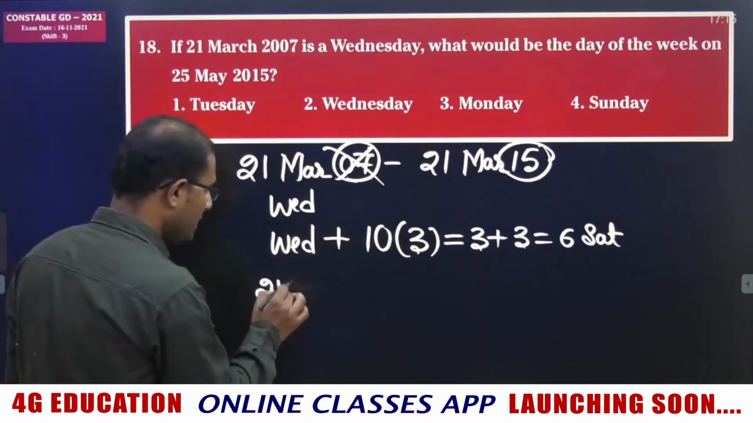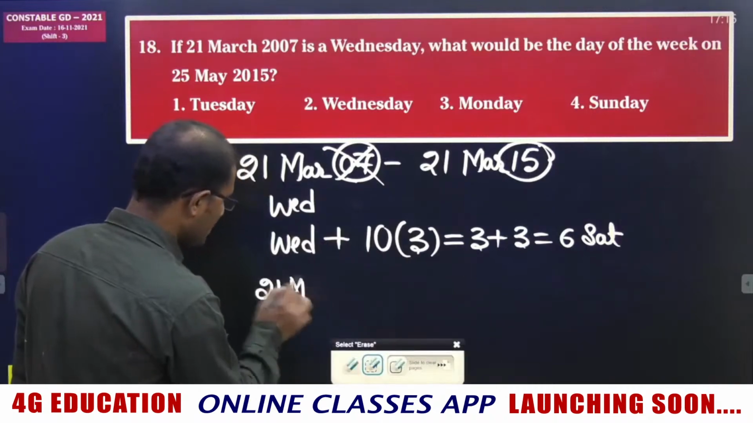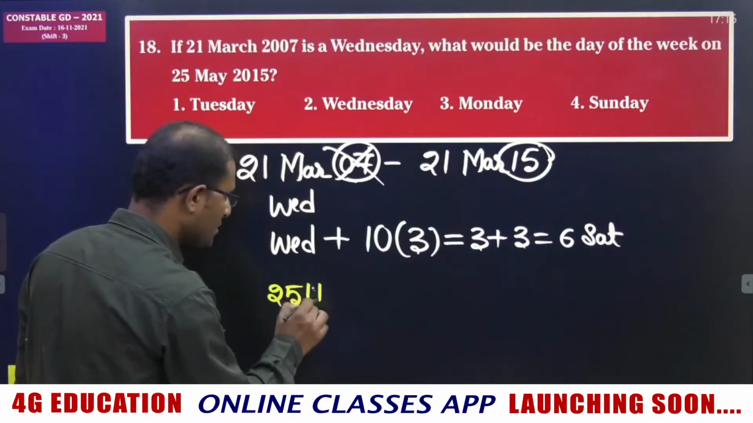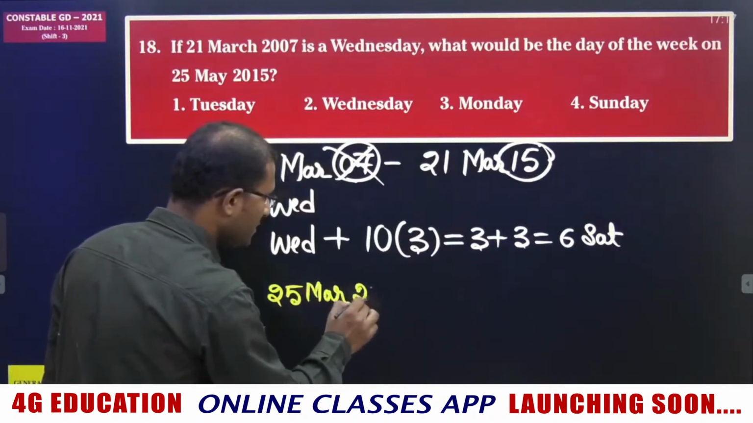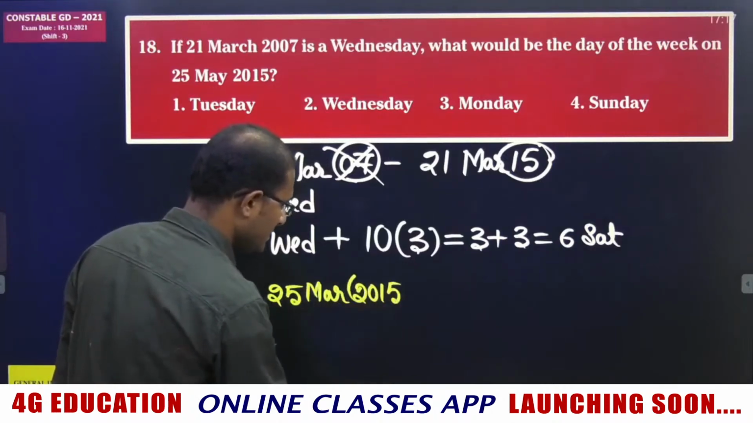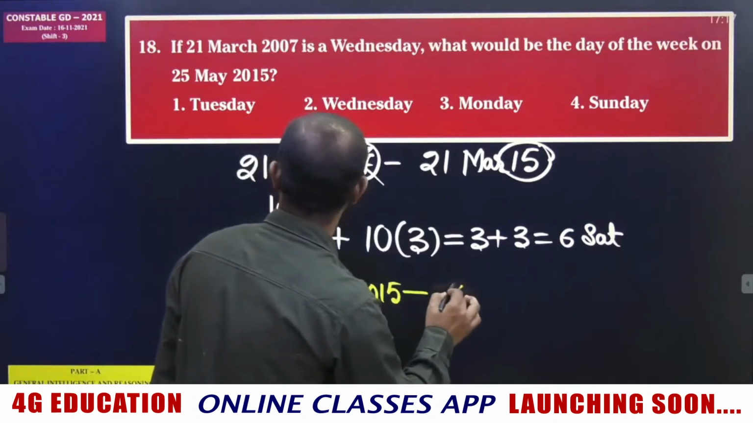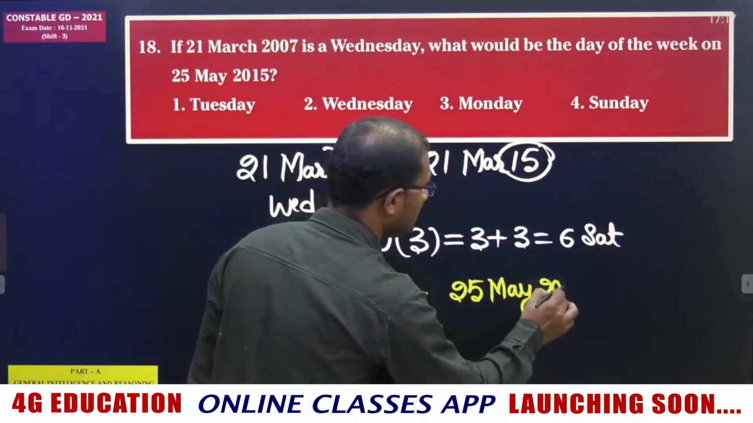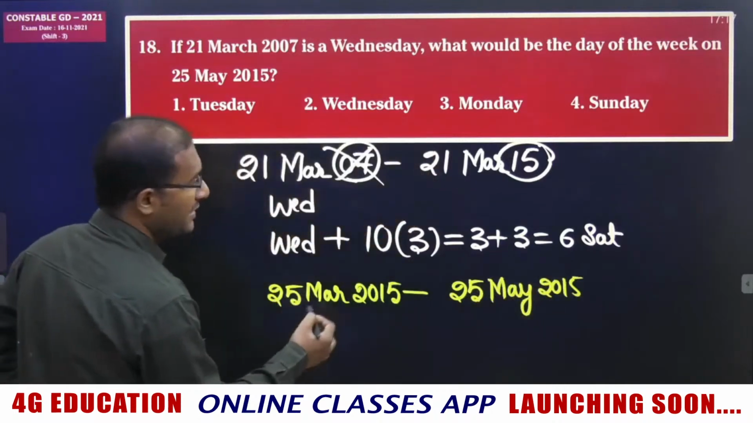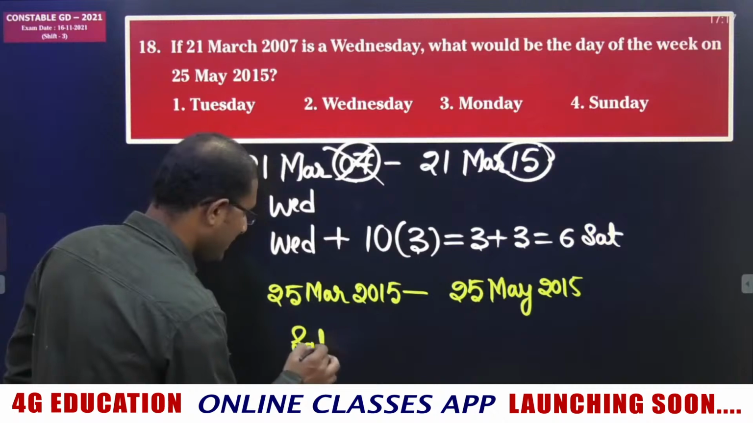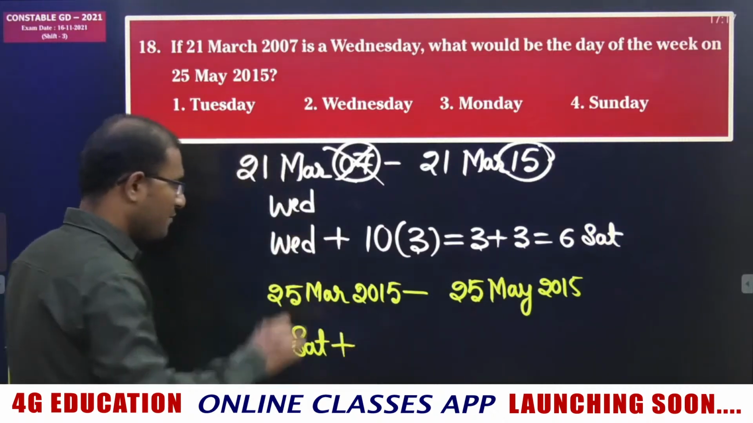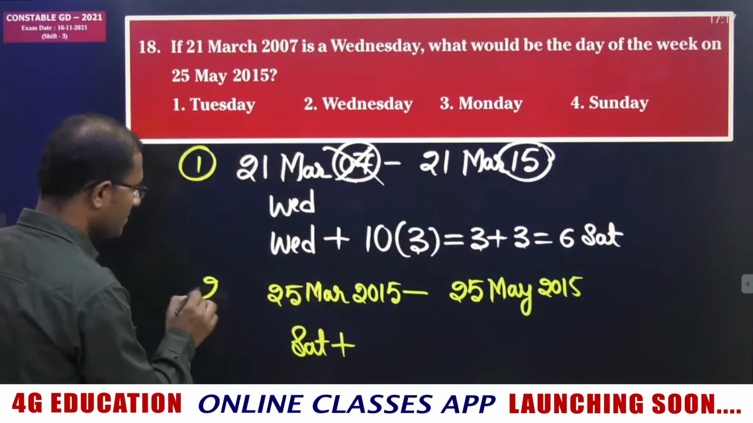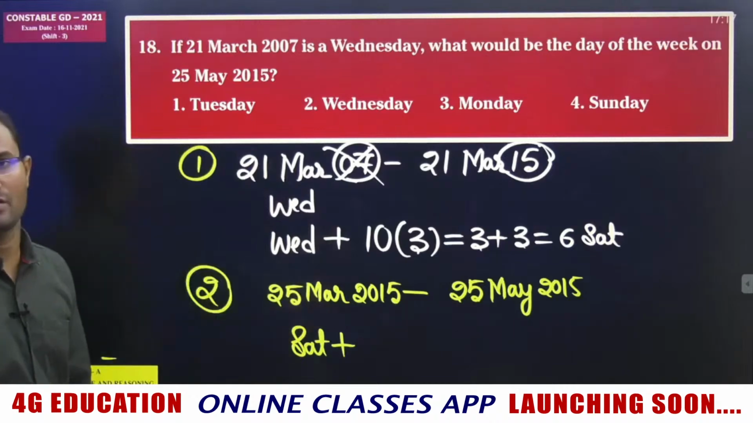Now we know 21st March 2015 is Saturday. Then now we need to find out 25th May 2015. Here also, the given day is Saturday, plus, for the within the same year model. See, this is the first part and this is the second part. The given dates we can divide like this.